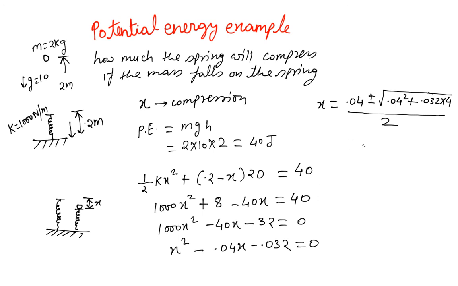Now, which one of these should we accept as the right answer? We have two answers. Well, we should accept the plus one. Why? Because the other one is a negative number. You see, the square root term is bigger than 0.04. So if we accept the other answer, we get x to be negative. But x is not negative, x is positive. The spring is getting compressed, so x should be a positive number. So the physical solution is going to be the plus one; you can do the calculation using your calculators, with 0.032 multiplied by 4, divided by 2.